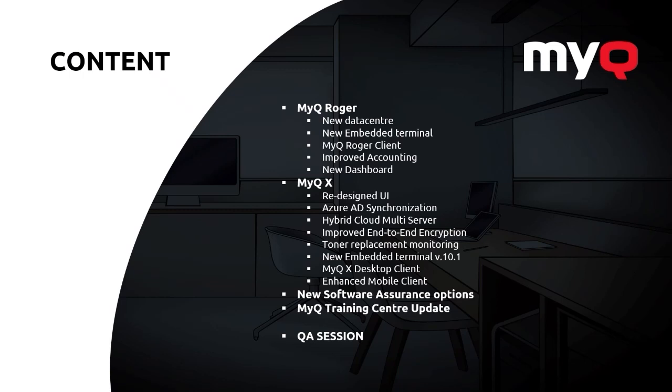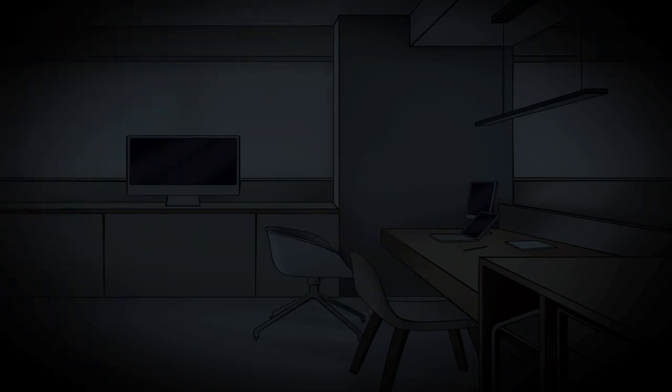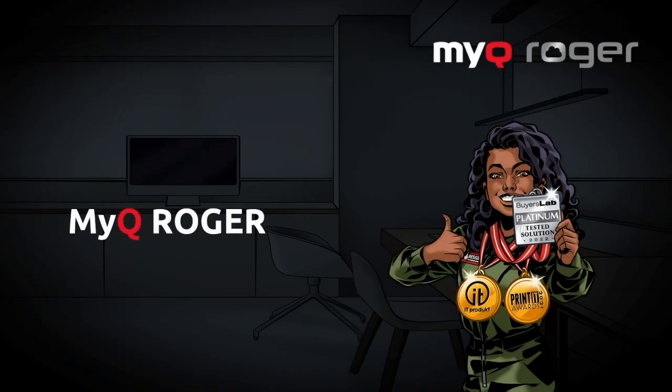But let's not waste our time and start with the first topic, and that is MyQ Roger. Now, as you will know, MyQ Roger is a printing solution. But what I would like to start with here is something more about the way it was designed, because it's not actually like MyQ X in the cloud. It's a completely different product with a completely different approach, and that's the thing I just would like to highlight here as part of this introduction.